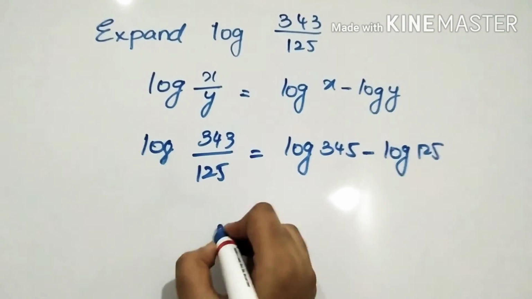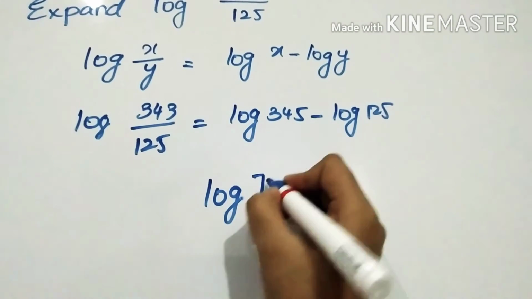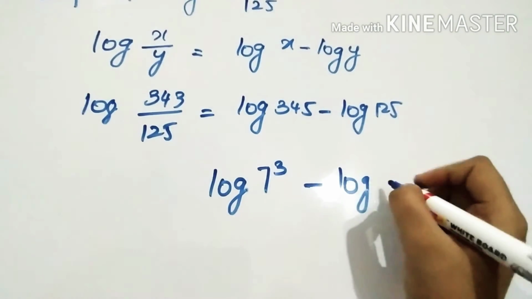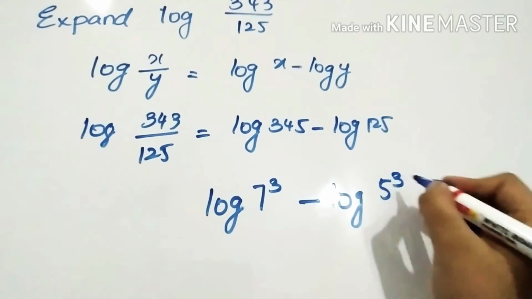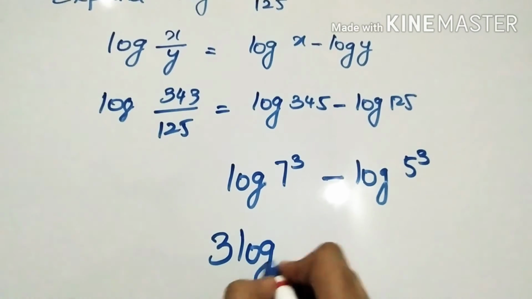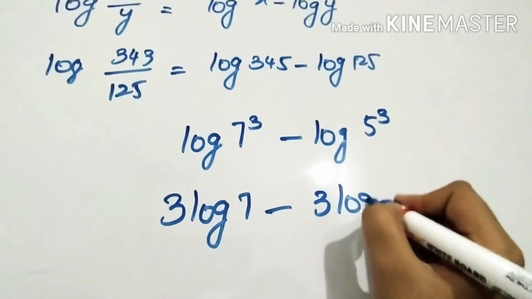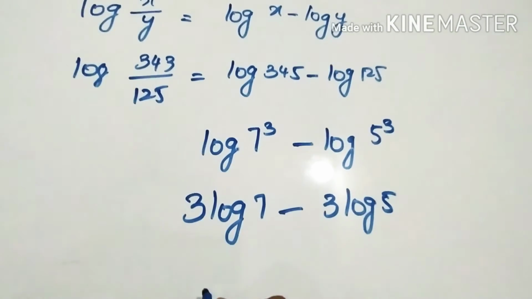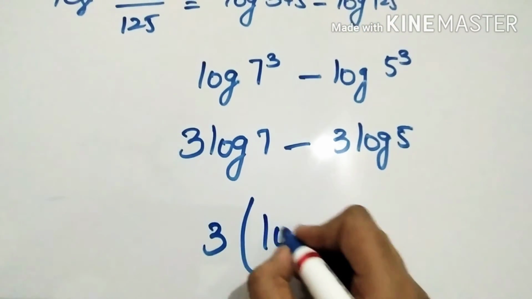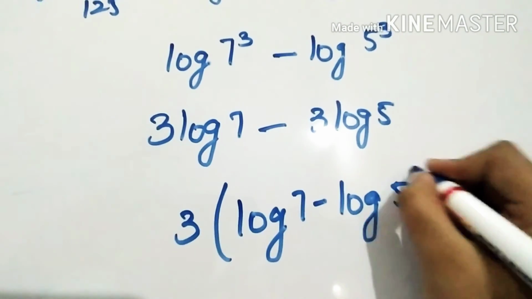So if we simplify, log 343 is nothing but 7 to the power of 3, minus log 125, which is nothing but 5 to the power of 3. So this 3 will basically come here: 3 log 7 minus 3 log 5. So take out that 3 as common. 3 (log 7 minus log 5) is the answer.